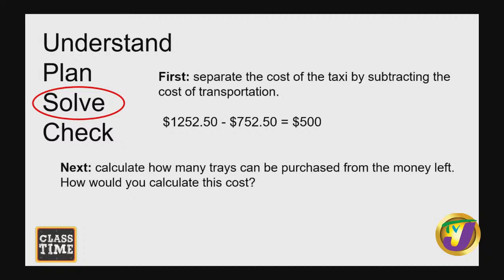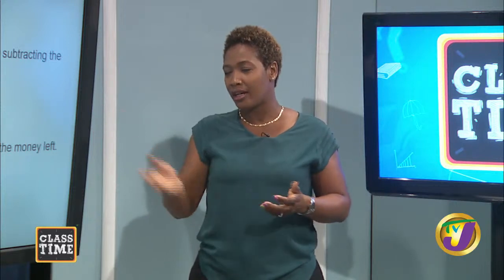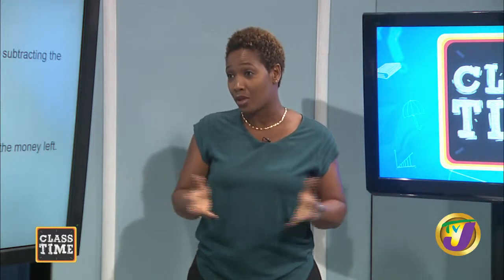Now, how would you calculate this? Tell me. Well, if you have $500 and you know each tray costs $50, it's simple. You divide 500 by 50. Or you can add 50 until you reach 500, whichever way you want to do it.